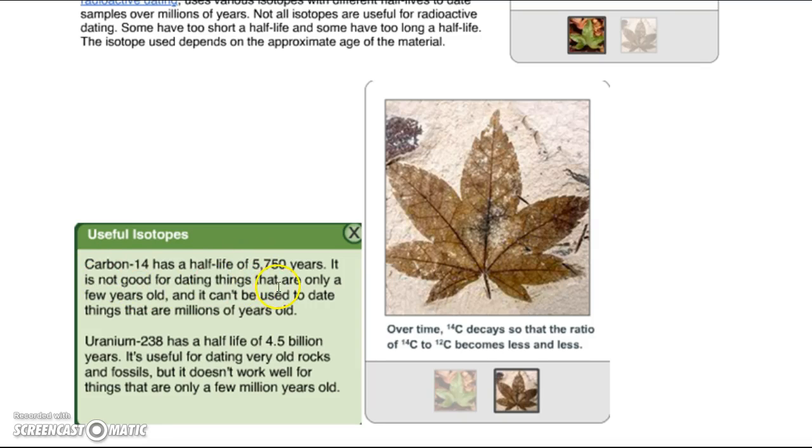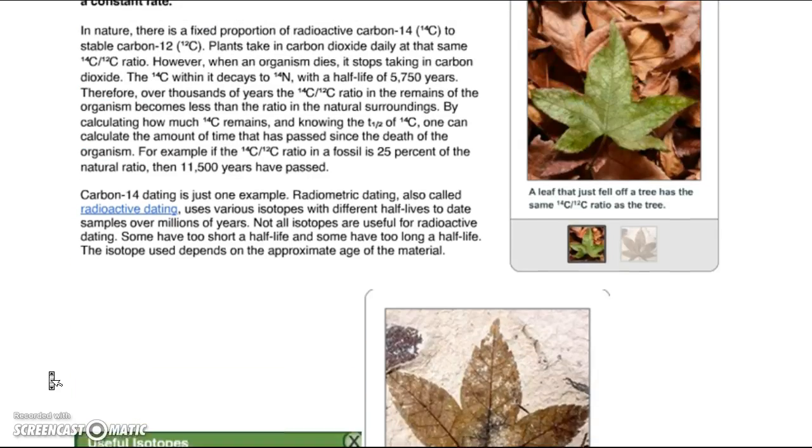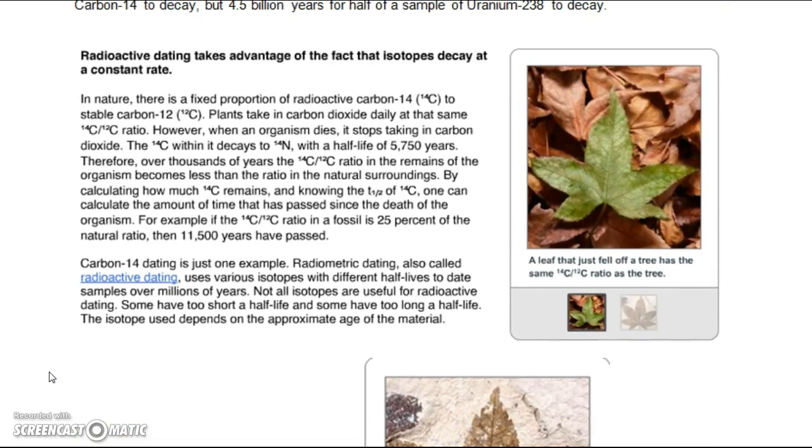So all carbon-14 atoms decay at approximately 5,750 years, but different elements are going to decay at different amounts of time. And what do we call that? What do we call how long it takes for half of a sample of a radioactive substance to decay? So in order for half of a radioactive substance to decay, we would call that the half-life.